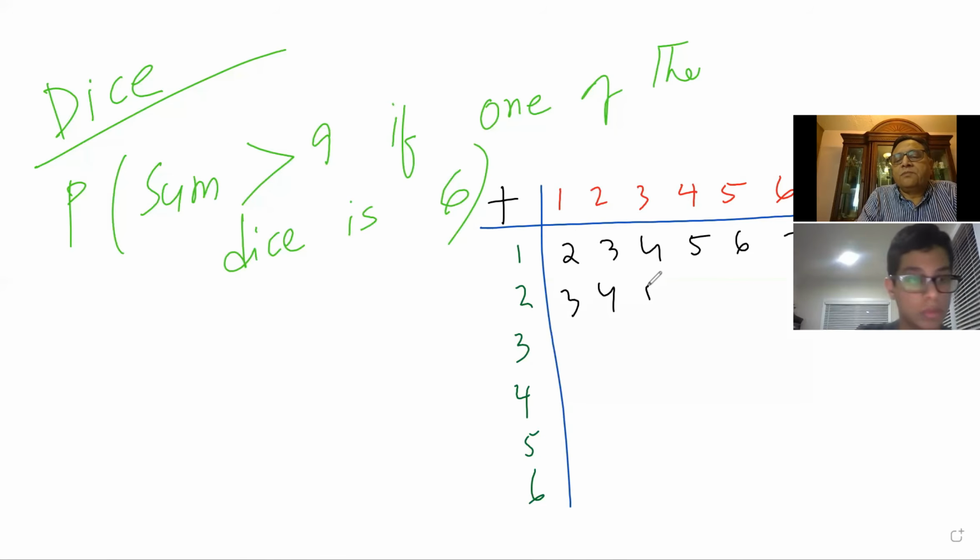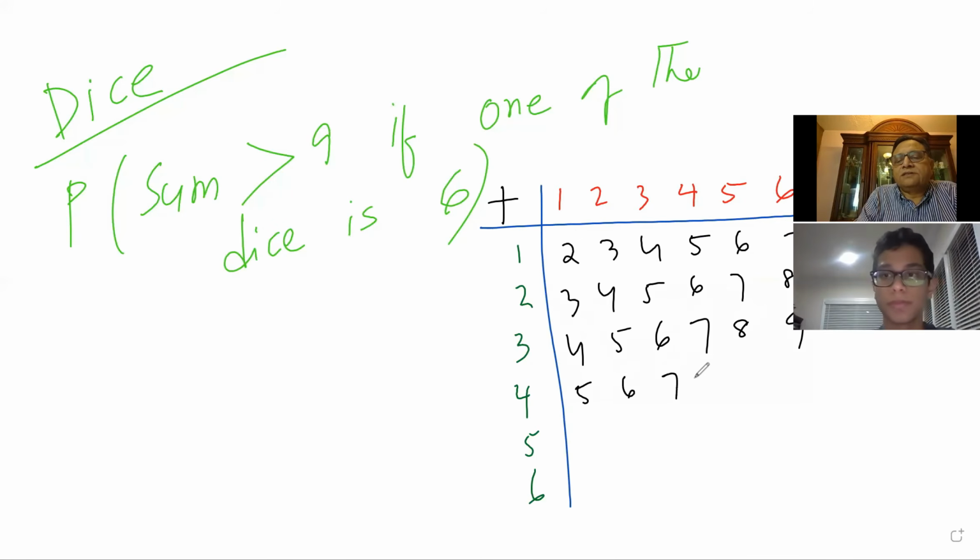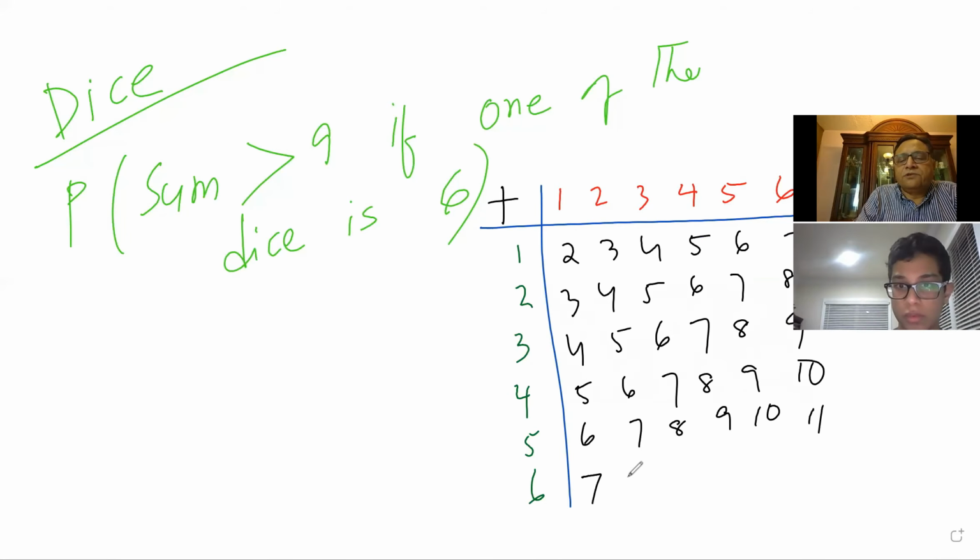Is that okay? Just adding the numbers, I can complete the table, right? I'll just do it. It won't take much time. 5, 6, 7, 8, 9, 10. And that is how easy it is to make these tables, and it doesn't really take much time. Do you see that?